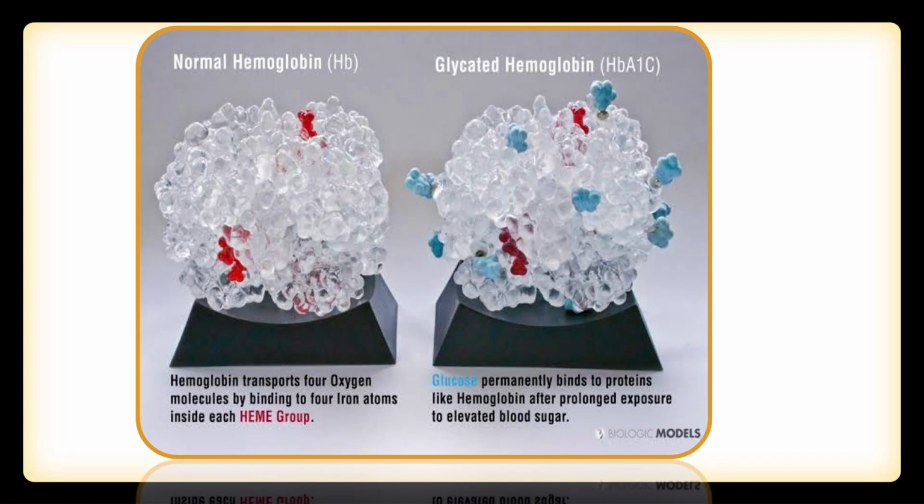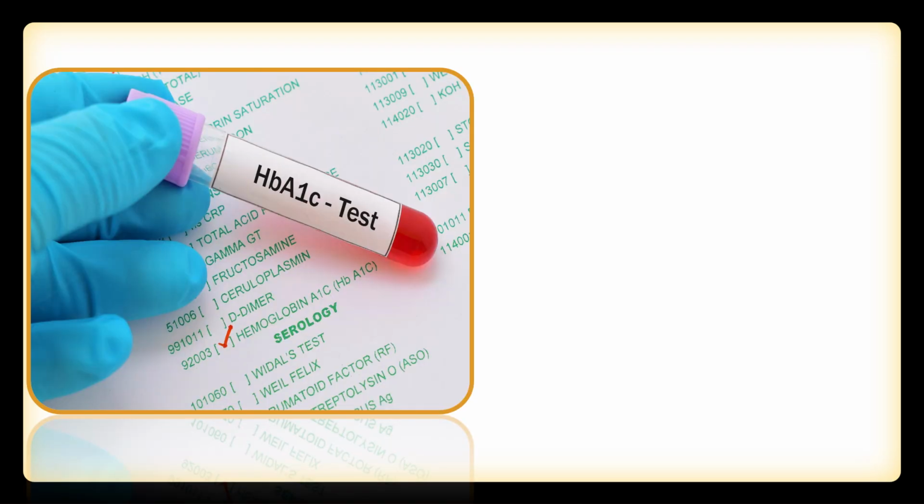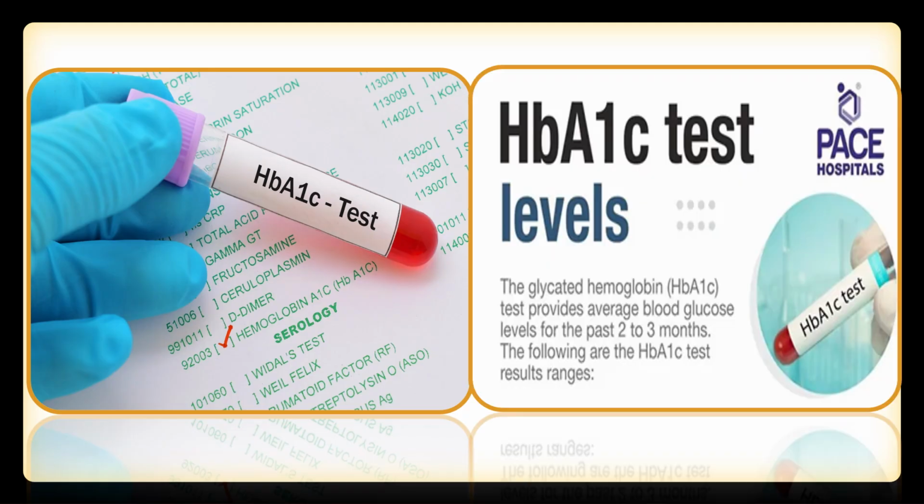In this picture, we are seeing normal hemoglobin and glycated hemoglobin. These blue molecules are glucose, which attaches to the proteins in the hemoglobin after prolonged exposure to elevated blood sugar. Next, to quantify the HbA1c, we have many assays like high performance liquid chromatography, enzyme assay, and immunoassay. Of these, HPLC is done in many laboratories. With the help of the HbA1c test, we can know the average blood glucose level of the individual for the past 2 to 3 months.